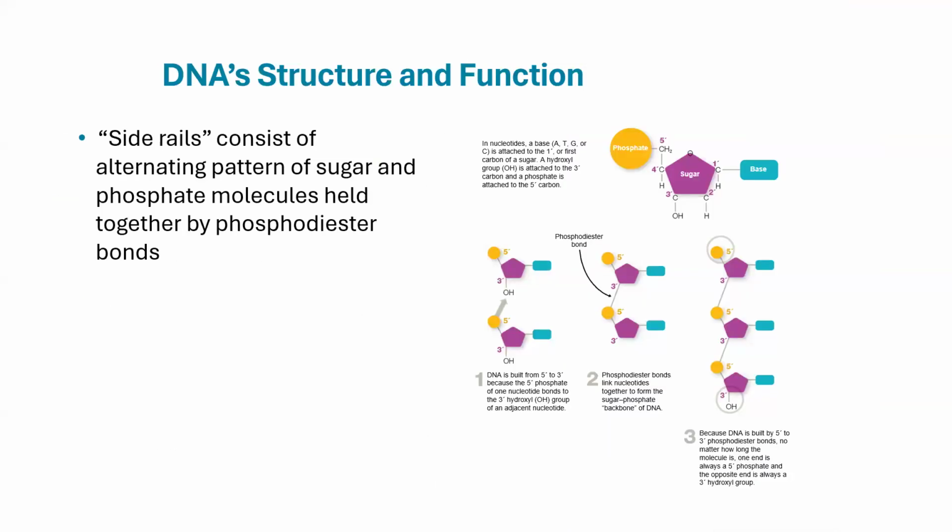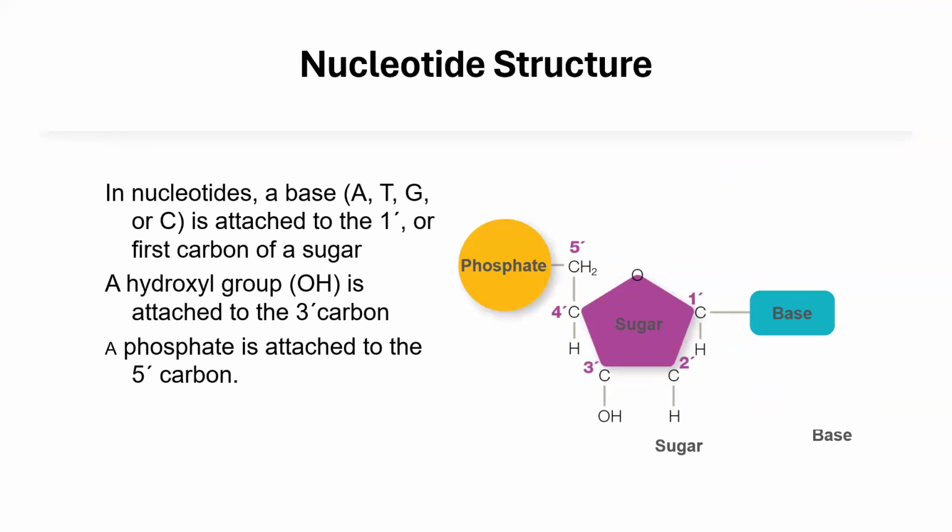Now, these side rails are going to have this alternation of sugar phosphate. This is what we call our sugar phosphate backbone, or our phosphodiester bonds. And so to reiterate what I've already said, the phosphate is on your 5' carbon, the OH is on your 3' carbon, and the base is on your 1' carbon.